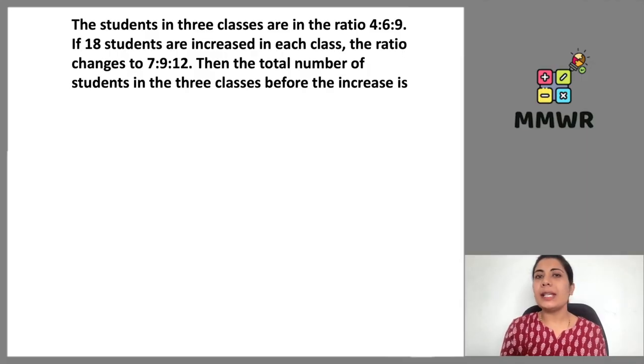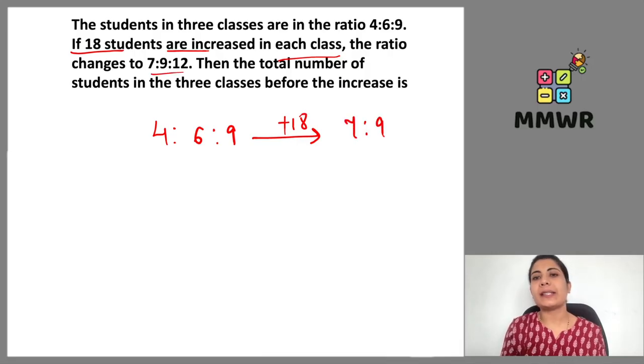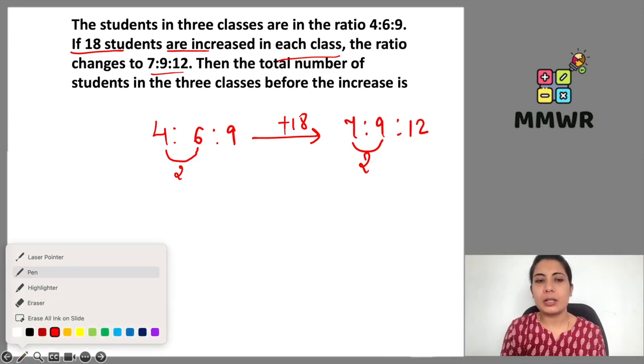The students in 3 classes are in the ratio 4:6:9. If 18 students are increased in each class, the ratio changes to 7:9:12. So first we check the difference among the first two values of the ratio, which is 2 here. 4 to 6 is 2. 7 to 9 is also 2. Yes, exactly, well done. It is matching.